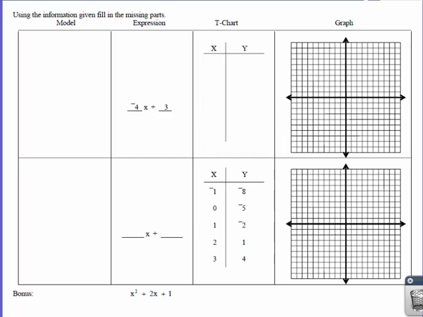And then on this one, though, I also gave you a bonus. Let's see if you can do the bonus. Now, this one's got an x squared, so that's a little bit different. So let's see if you can create for me the T-chart and create for me the graph. You won't understand how to do the model, but I do want you to try to create the T-chart and the graph of that bonus. Just do it on a separate sheet of paper.